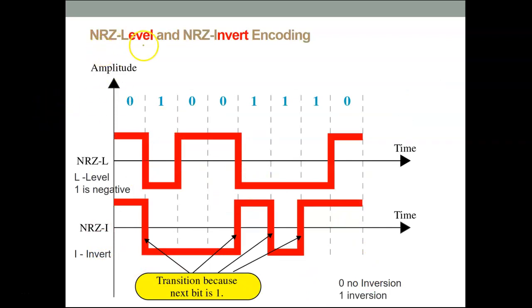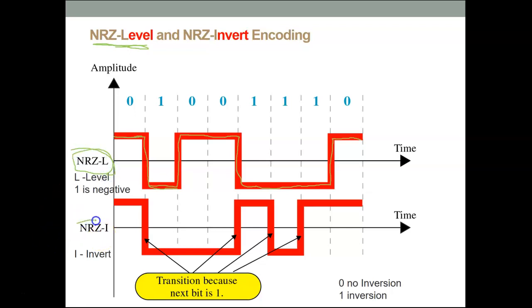Okay, so we start with the first one, none return to zero L. Okay, so here you see we use both positive and negative. Okay, zero is positive and one is negative. So I start with zero, positive, one negative, zero positive, zero positive, one negative, and all ones are in negative, and then zero is positive. So it's very easy. But you have to remember, zero is positive, one is negative, and you can draw it easily. Very basic. This is none return to zero L.